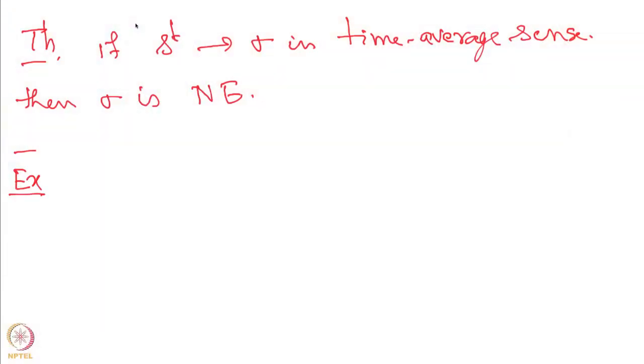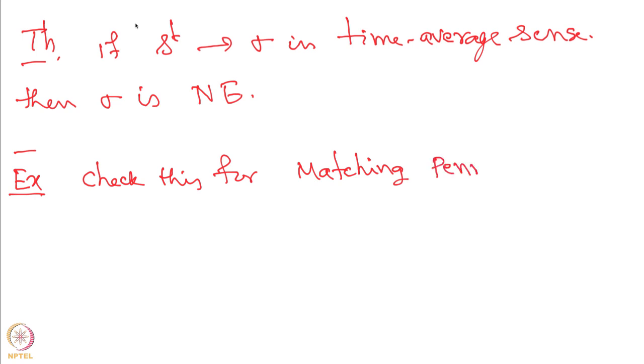So in fact, here is one exercise I would like to give: check this for matching pennies. In the matching pennies example, write down the fictitious play sequence and then take the time average sequence and see that there is a convergence happening here. So the most important thing is this non-convergence.